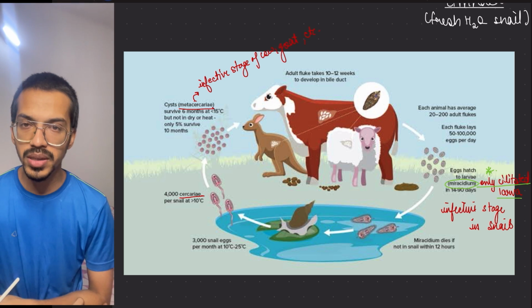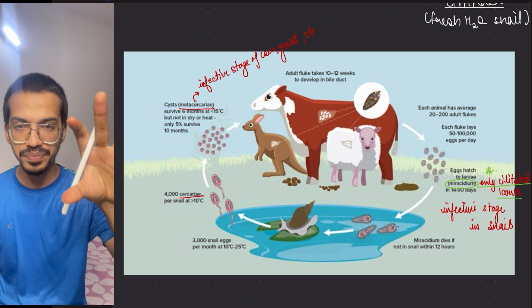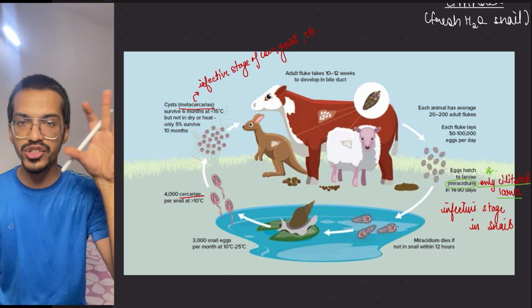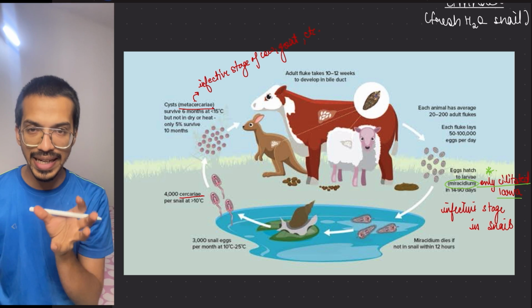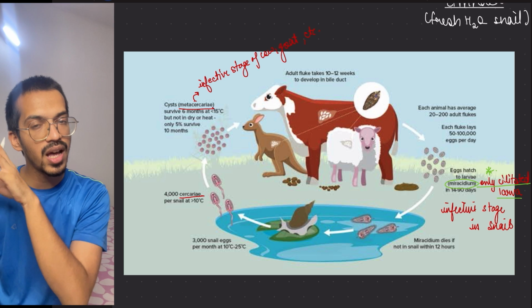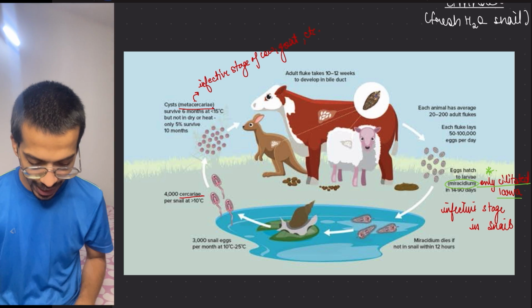So you have to remember this. What is happening? The cow has this; the egg will be released and change into larva, which will infect the snail. The snail will release another form of its larva, which will infect the cow. That's how the life cycle keeps on happening.